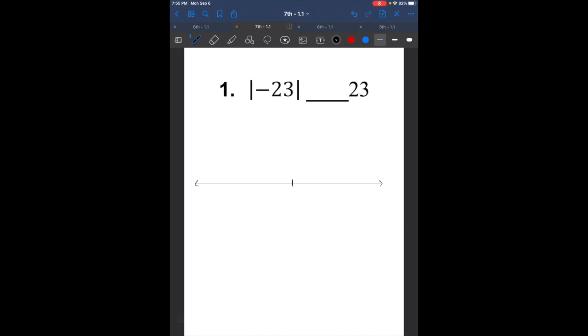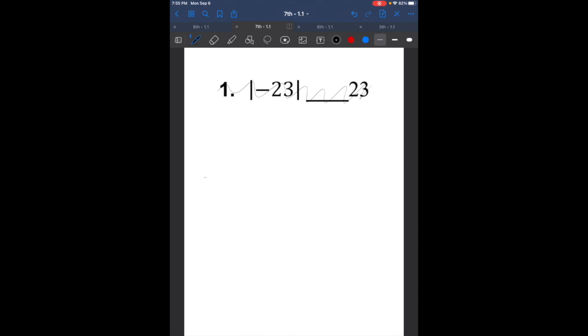Alright, so here is question number 1. First of all, let's just remind ourselves what absolute value is. We know absolute value is the distance away from 0. So let's just scratch this out for a little bit. Don't pay any attention. Let's just go over just a few rules.